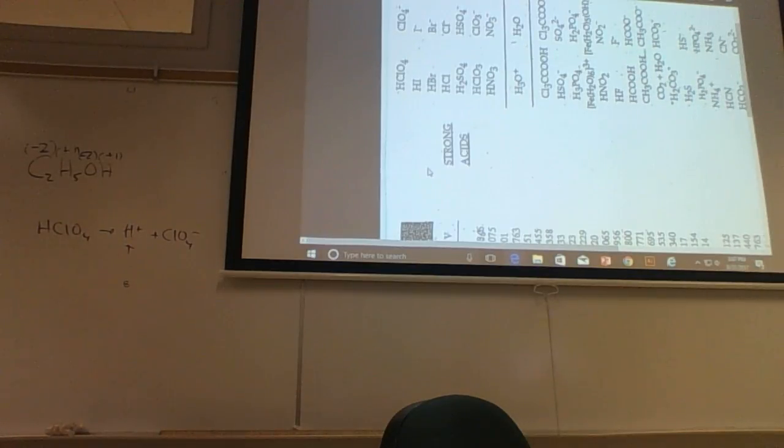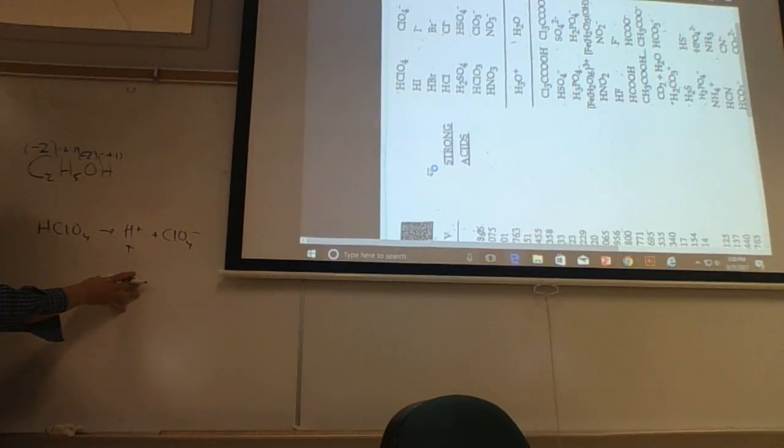200 pm? Yeah, more like 100 pm, a picometer, about 100 picometers. 100 picometers is the same thing as about 1 angstrom. So an H atom is about 100 picometers.